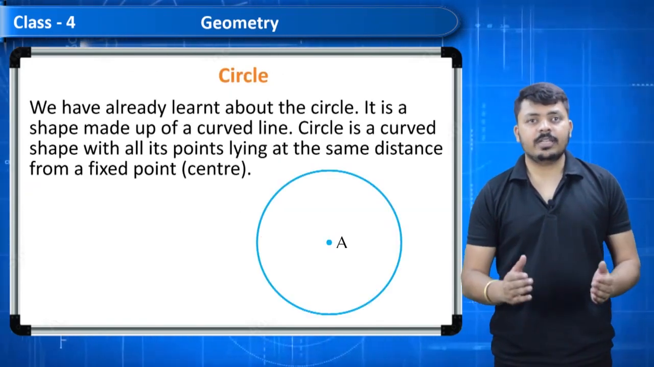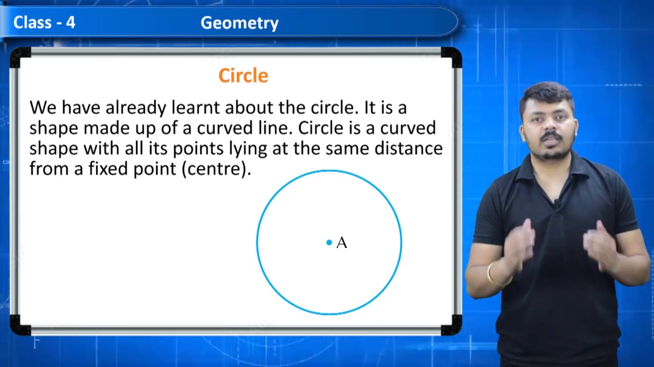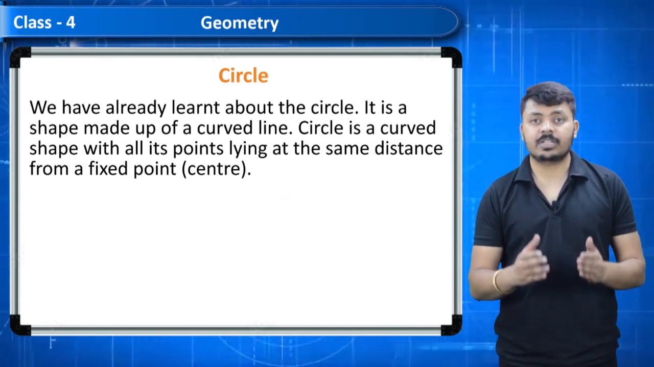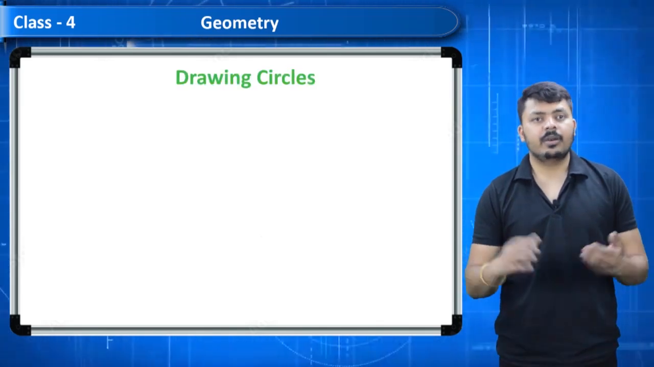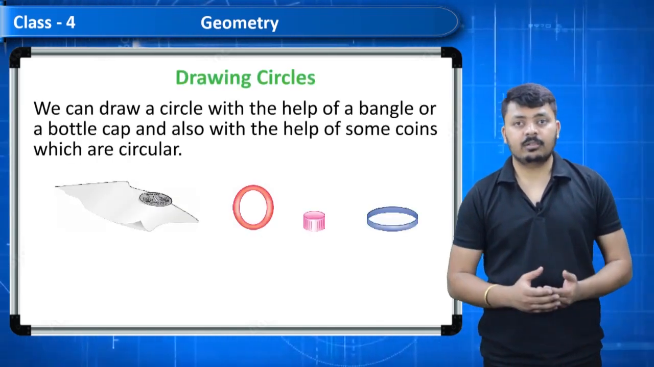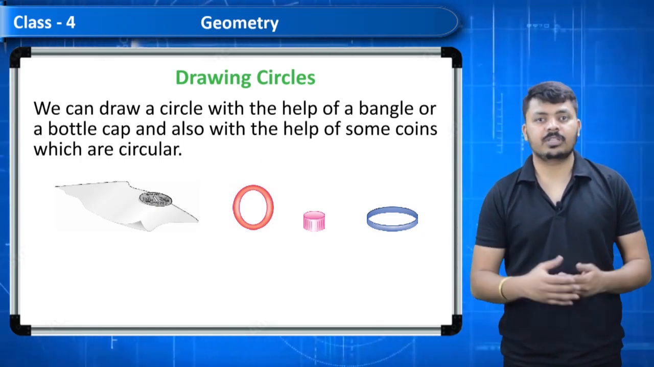Circle. We have already learned about the circle. It is a shape made up of a curved line. A circle is a curved shape with all its points lying at the same distance from a fixed point, that is, the center. Drawing circles. We can draw a circle with the help of a bangle or a bottle cap and also with the help of some coins which are circular.